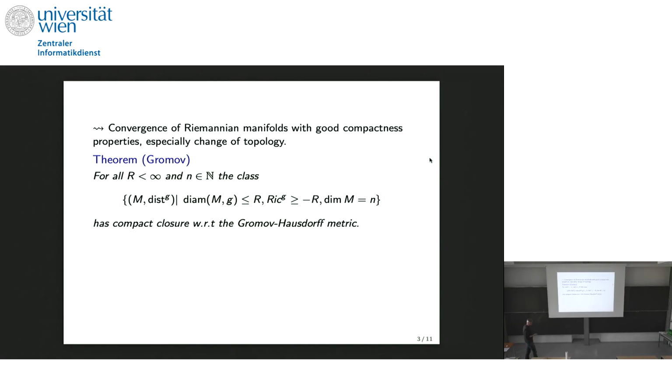And I've selected this particular theorem for this particular reason, which I will come to next. So let me first recall what it is. You have a parameter R and a dimension n, and then you look at the isometry classes of metric spaces induced by Riemannian manifolds of bounded diameter, lower bound on the Ricci curvature, and fixed dimension. And this will be compact, has compact closure with respect to the Gromov-Hausdorff metric on the set of metric spaces. And the example I just mentioned with the collapsing of the Hopf fibration on S3 exactly falls into the realm of this theorem.